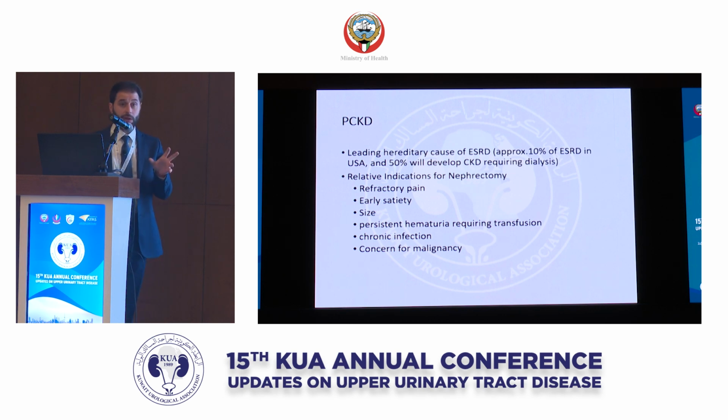Autosomal dominant polycystic kidney disease. It's the leading hereditary cause of end-stage renal disease. And around 50% of these patients will develop renal failure and go on to dialysis and require a transplant. The indications for nephrectomy here: pain is one, early satiety, size, and obviously concern for malignancy is another one.